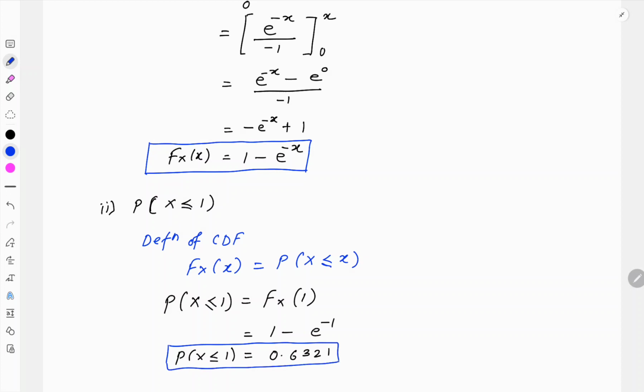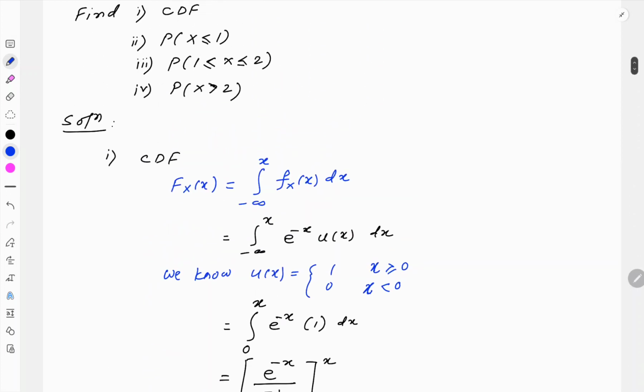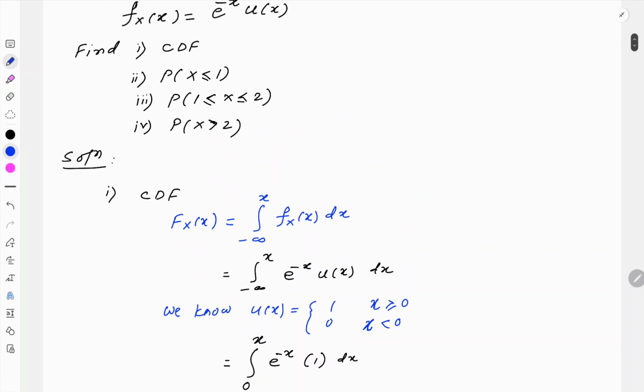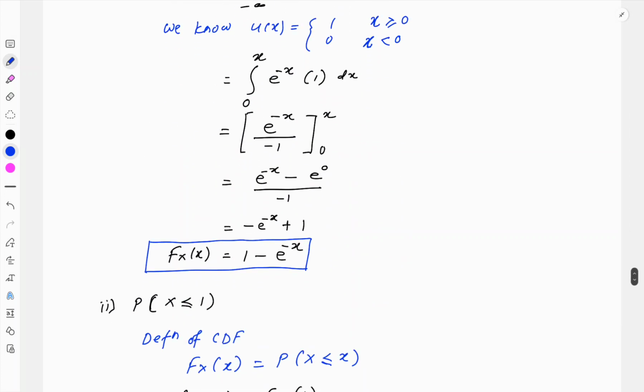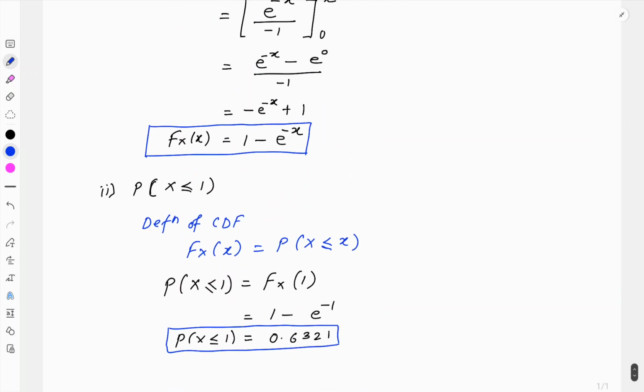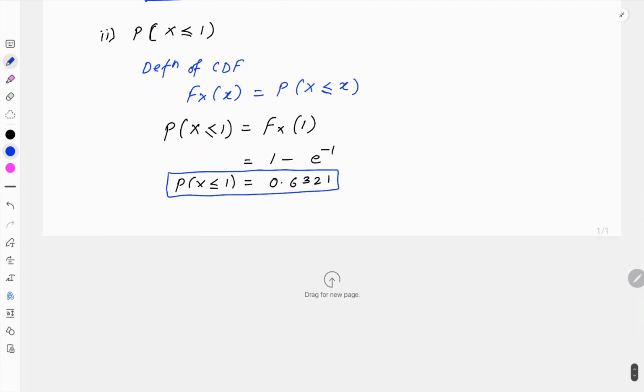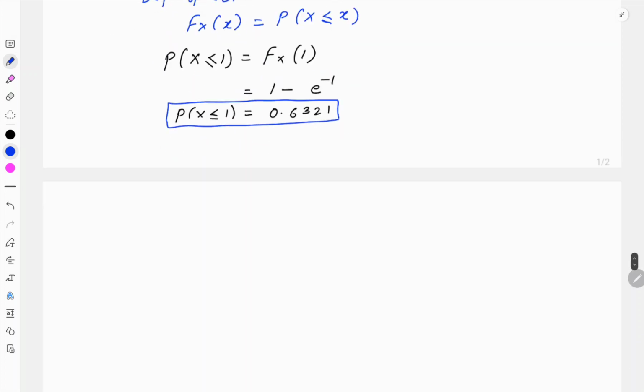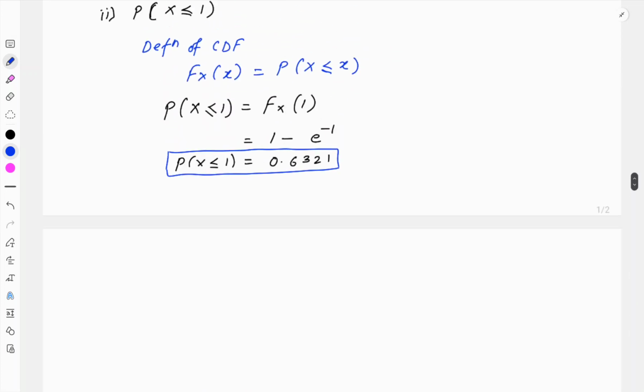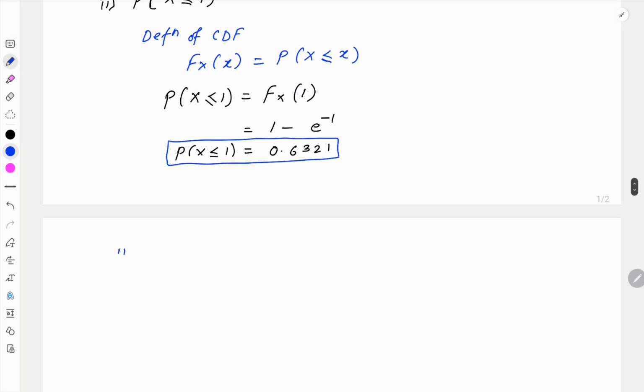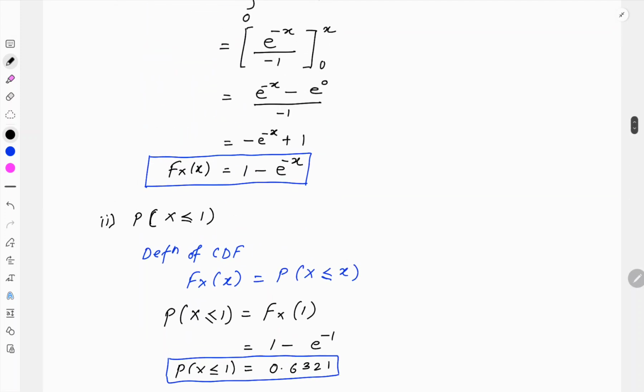This is the value of the probability for the random variable less than 1. Now next is the third part, probability of the random variable between 1 and 2. Before that, see, this second example we have solved using the CDF part. Now let us see in the third part how we can make use of the CDF as well as PDF equations. So in the third part, we need to find out the probability between 1 and 2.